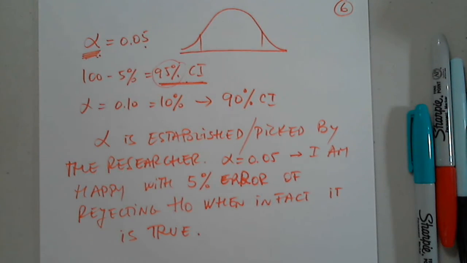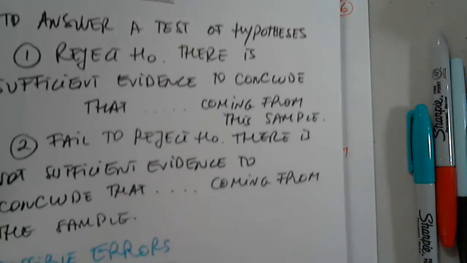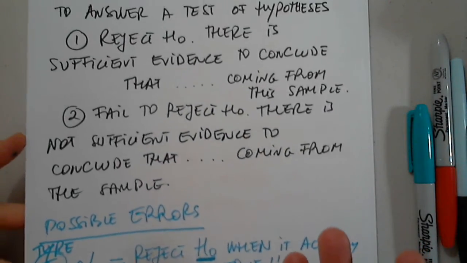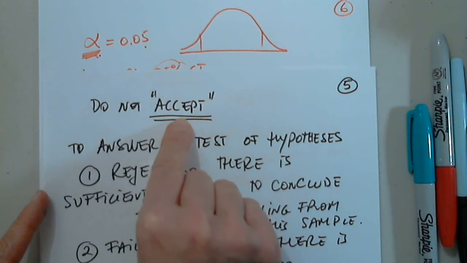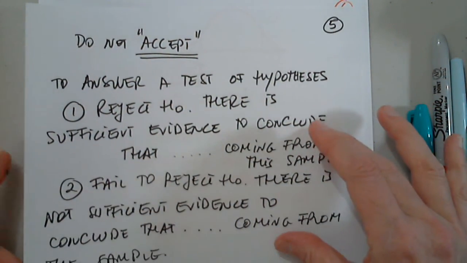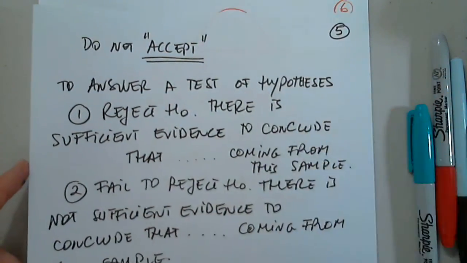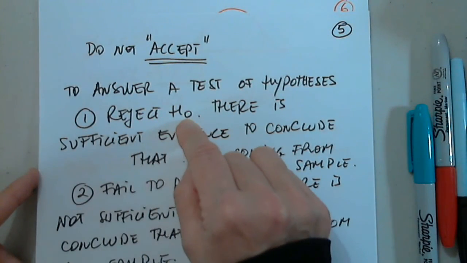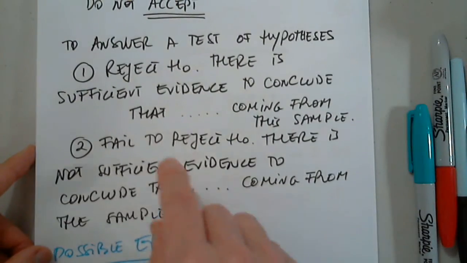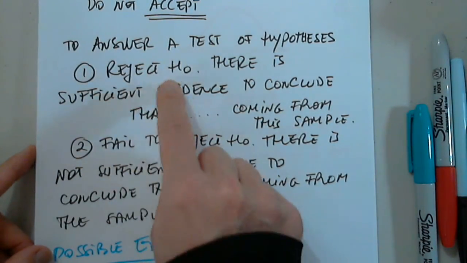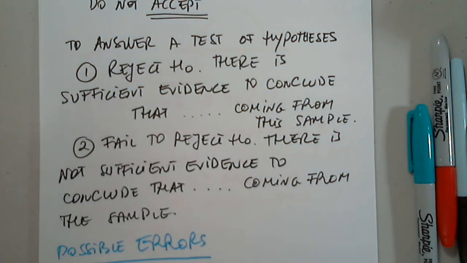I know that was a lot to put on your shoulders at the beginning, but this is the language that we need to understand. We never say we accept anything. We are looking at the information coming from the sample, and we decide to reject. Again, I'll show exactly, many times, how we reject and why, and fail to reject.